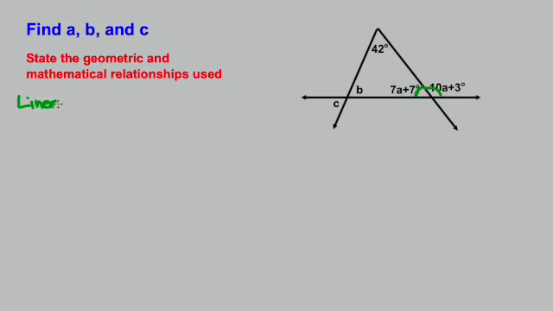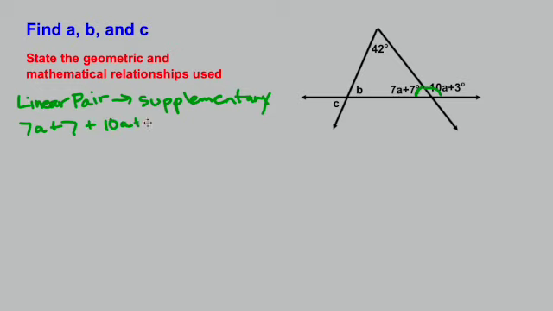So I have a linear pair of angles, and what we learned earlier is they are going to be supplementary. That is our mathematical relationship. So let's go ahead and use these two angles. We're going to add them together and set it equal to 180. So I'm going to say 7A plus 7 plus 10A plus 3 would therefore equal 180 degrees. That's what supplementary means. And from here, we're just going to solve it.